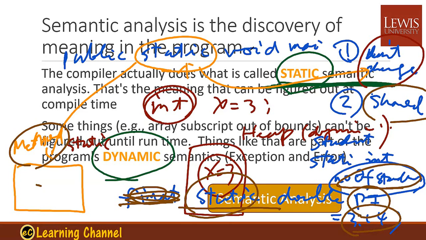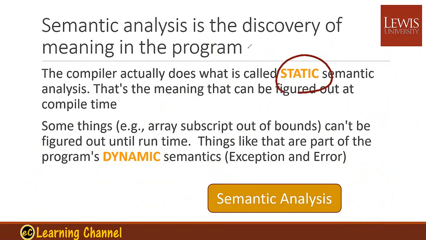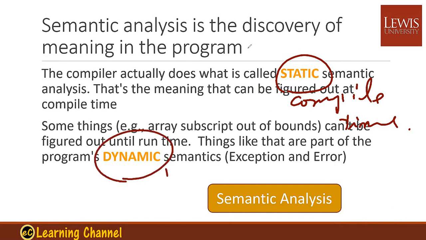Okay? And here, static has another meaning. Here we have two meanings already. One is no change, one is shared. The third one is compile time. So usually compile time versus dynamic is actually runtime. When you see static in computer science, most of the time it is compile time versus runtime. So static semantic analysis is compile time.